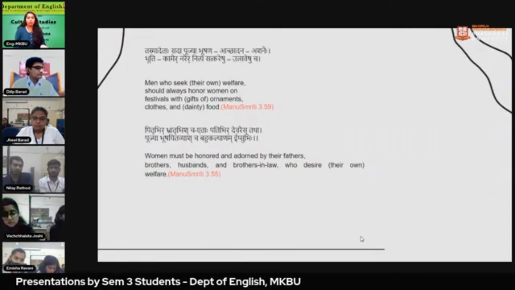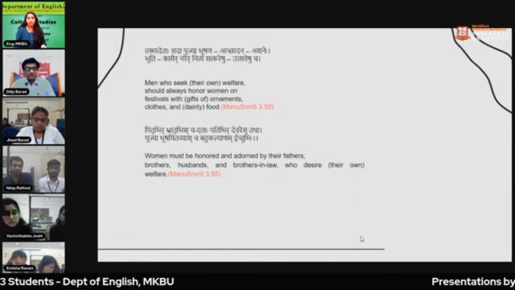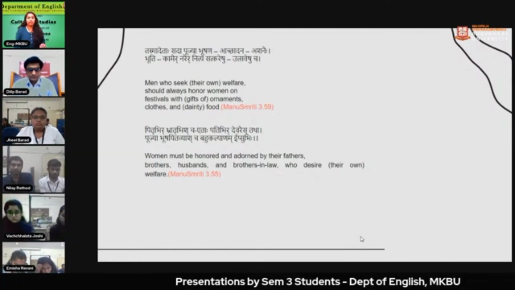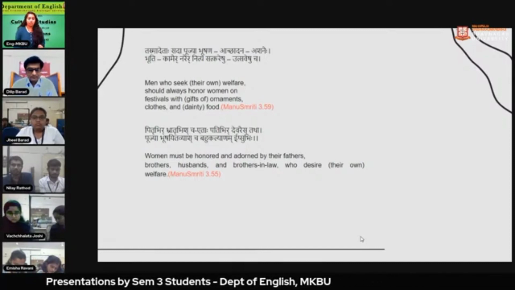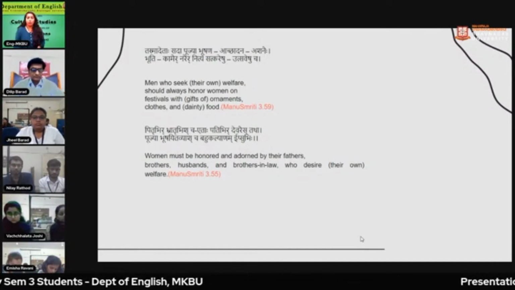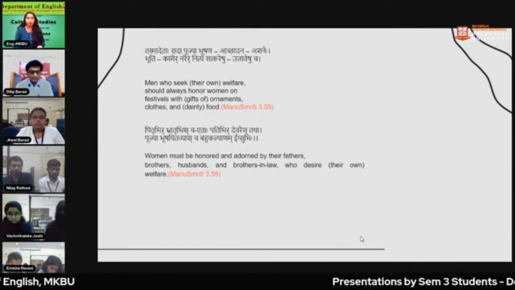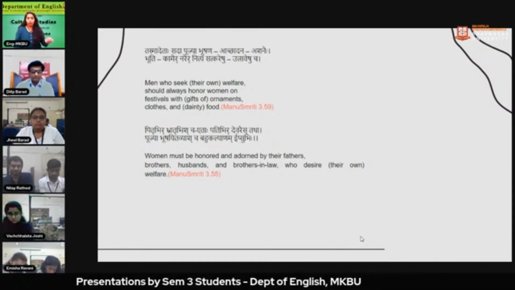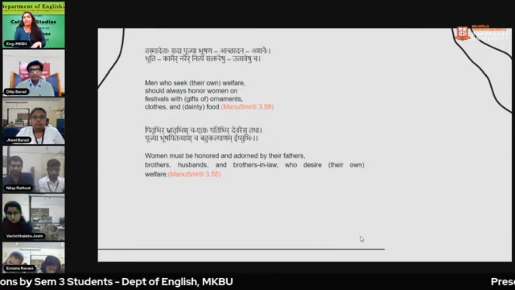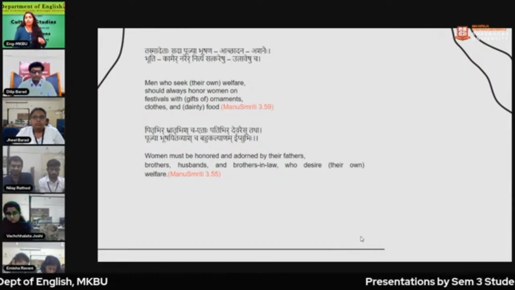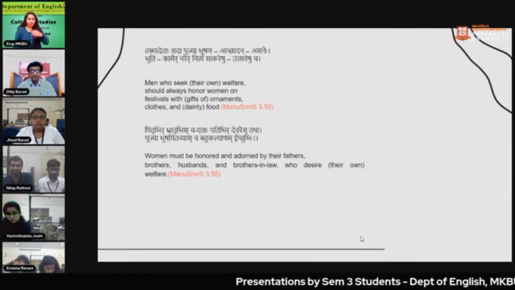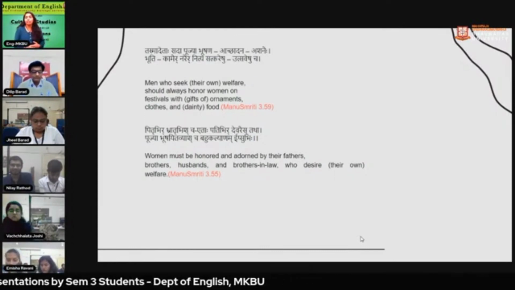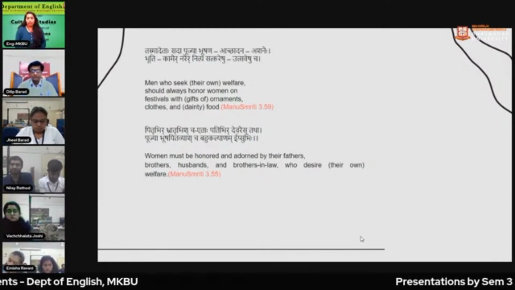In the two shlokas, the first says: men who seek their own welfare should always honor women on festivals with gifts, ornaments, clothes, and good food. Women always need something else, not only ornaments, cloth, and eating items, but our Hindu culture always portrayed that if a male gives something, then women always like those things.